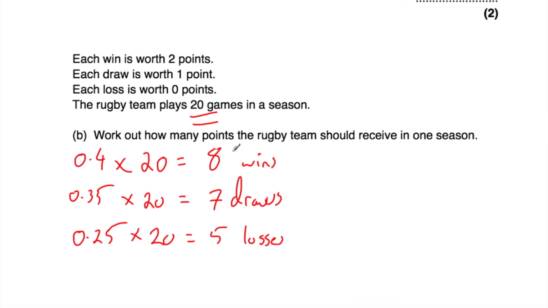Great. Now let's work out how many points they should get. So each win is worth 2 points. So 8 times 2 is equal to 16. So they should get 16 points for their wins. Okay, now let's consider the draws. Each draw is worth 1 point.